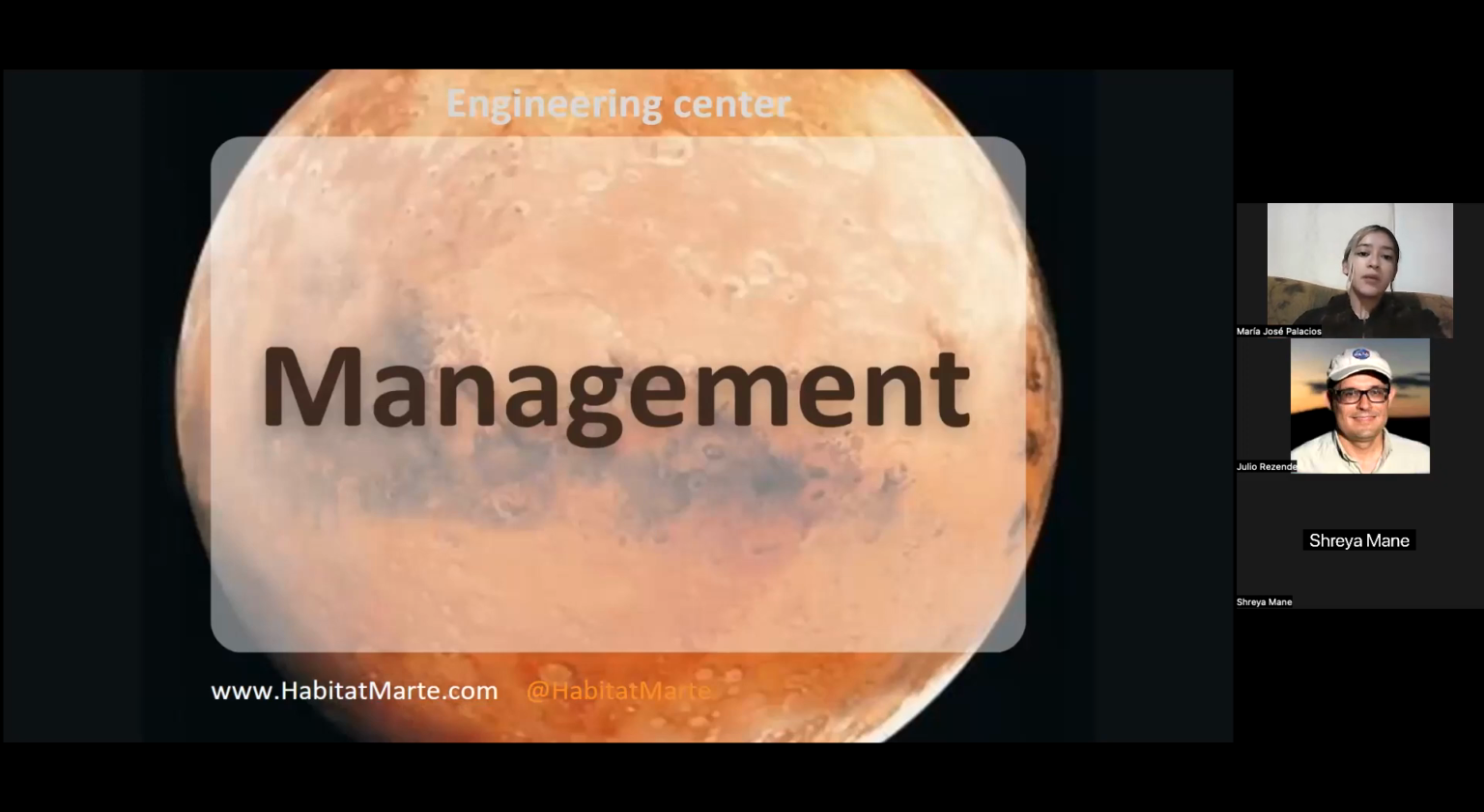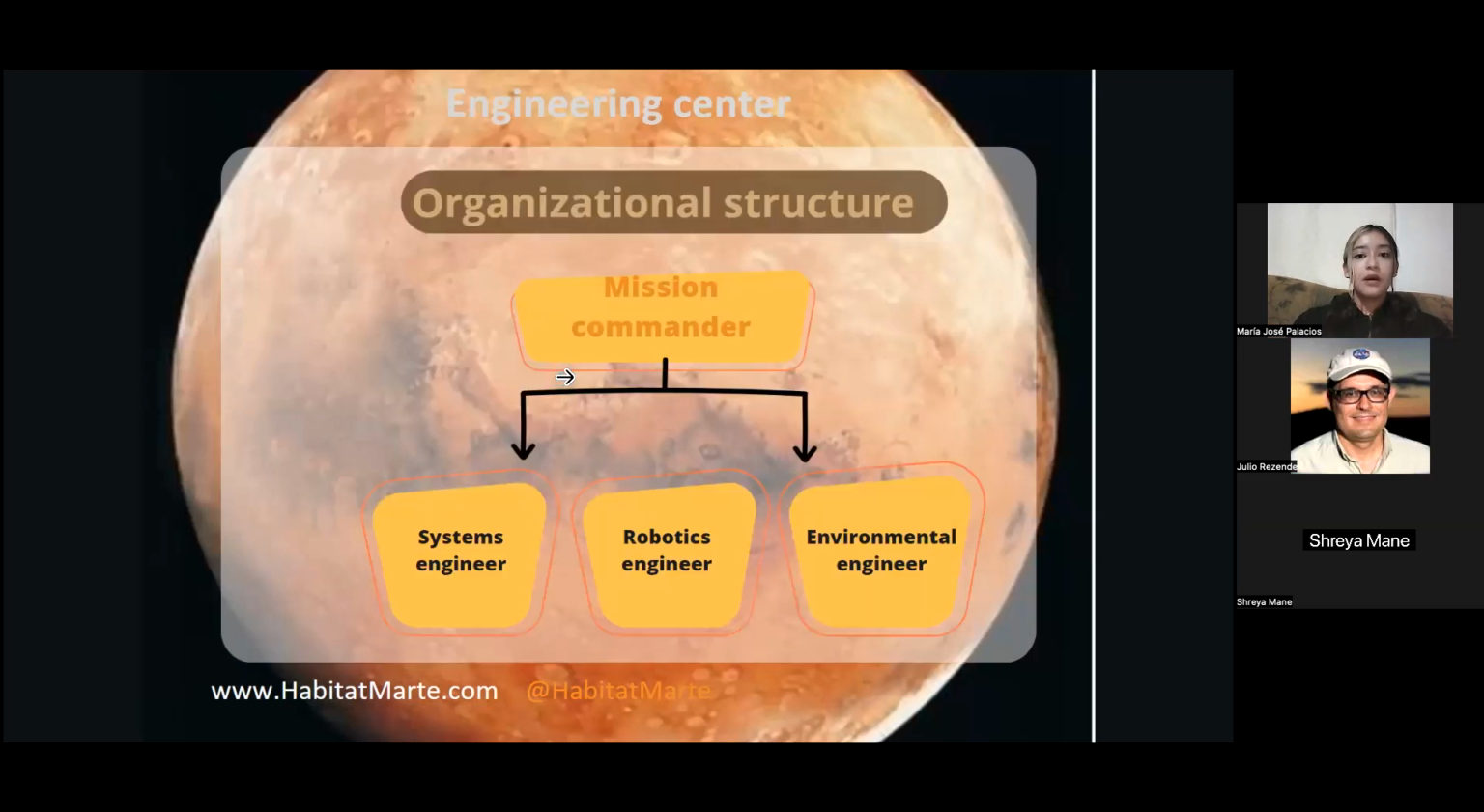Now I'm going to talk about the management. The organizational structure. At first, we have the mission commander, and then we have a systems engineer, a robotics engineer, and an environmental engineer.